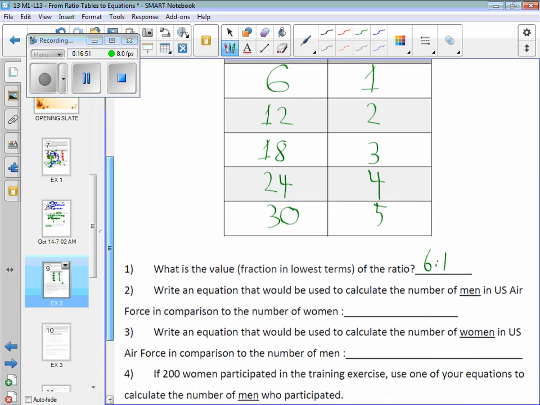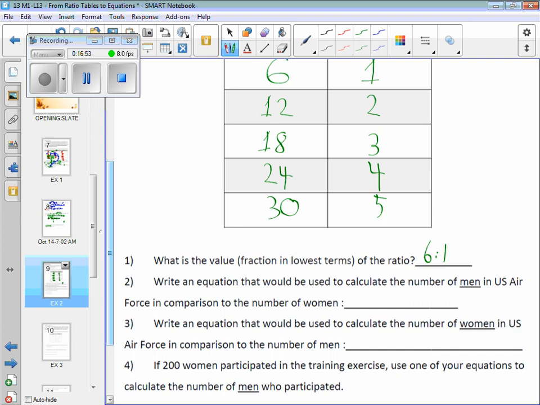Okay, here we go. Write an equation. Keyword: equation. I need an equal sign. Ready, Andrew? What are they asking me to calculate? Okay, and what variable is used to represent men? So I now have, at least, I'm halfway there. M equals.